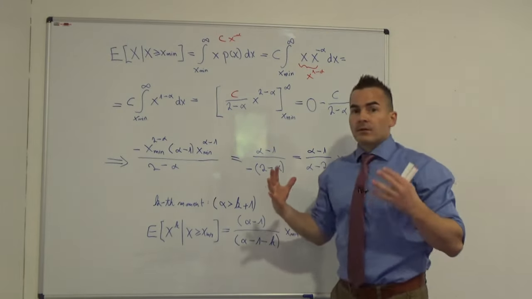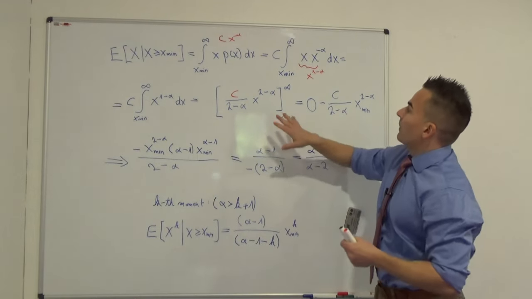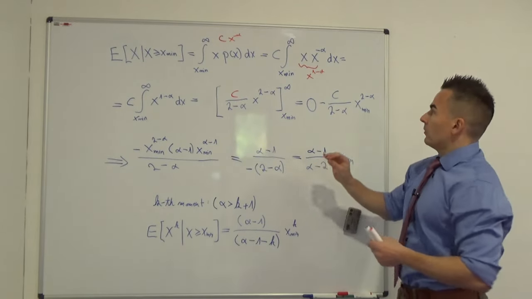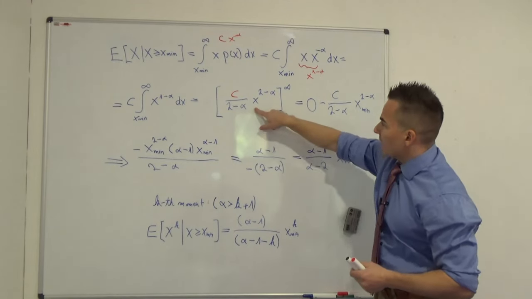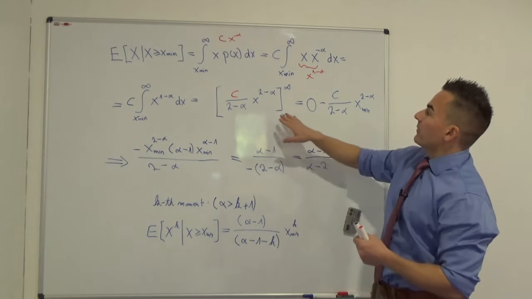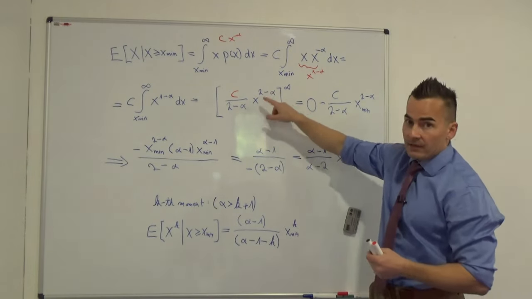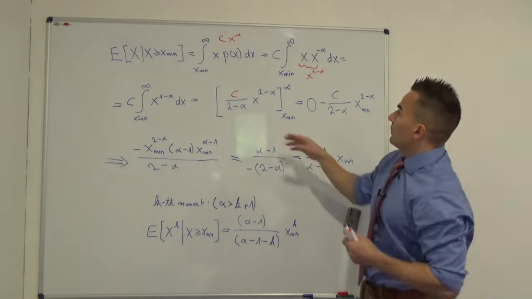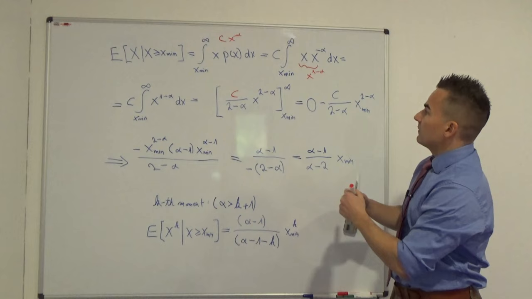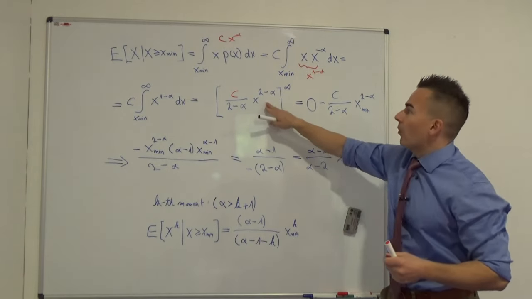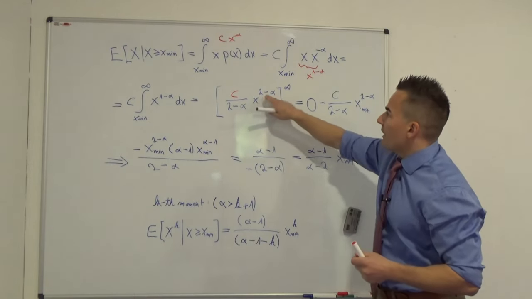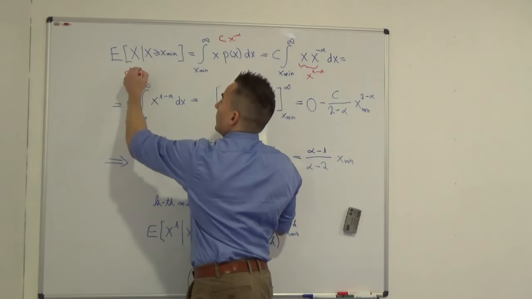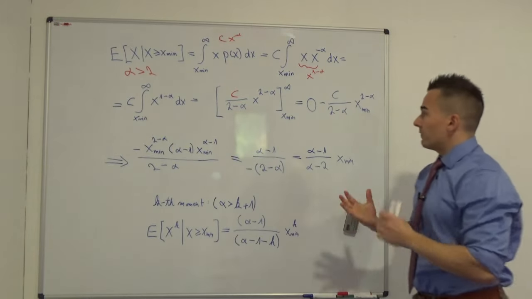Now it is important to note, we have to ask ourselves, when does this expression become zero? If we plug in infinity for x, we have to ensure that the exponent remains negative. Otherwise, it would not approach zero as x goes to infinity. So that is the reason why the first moment is only defined for alpha values that are larger than 2. Only if alpha is larger than 2 is 2 minus alpha negative. So that is the reason why alpha must be larger than 2. It is very important to bear in mind.